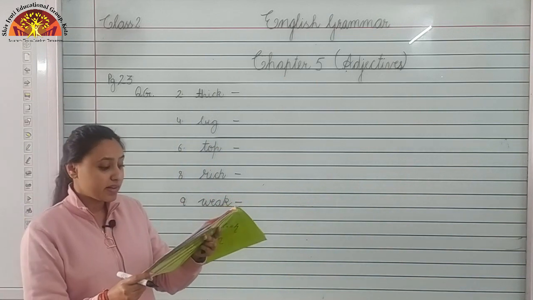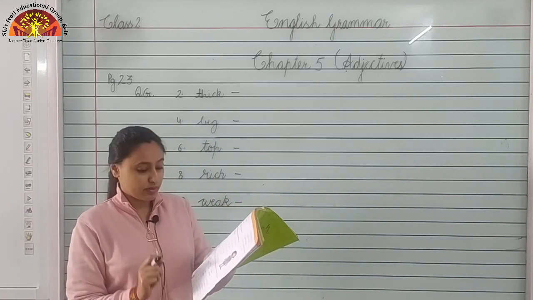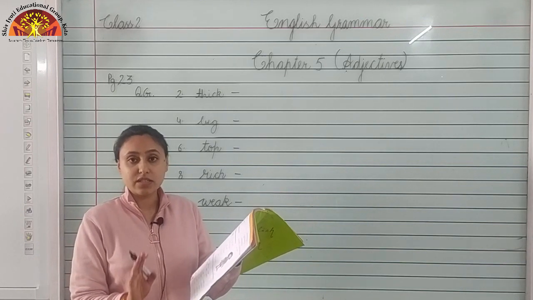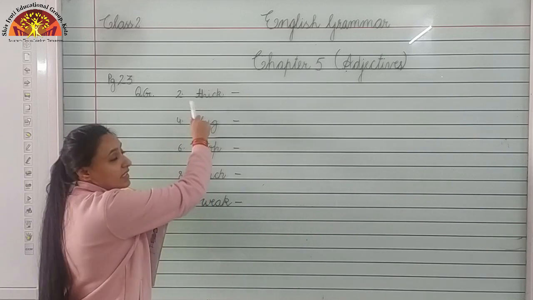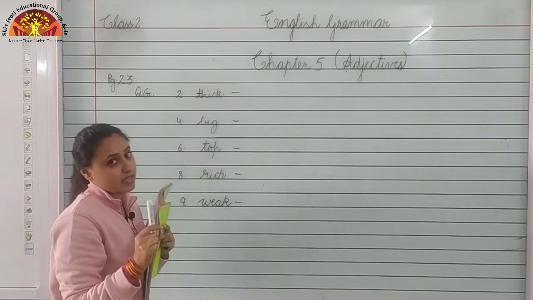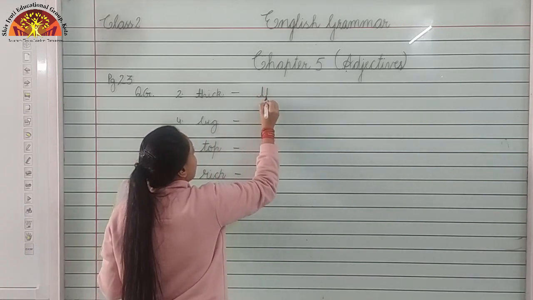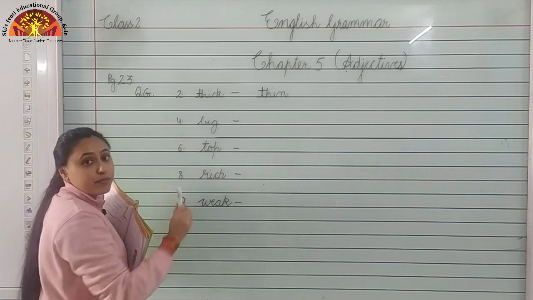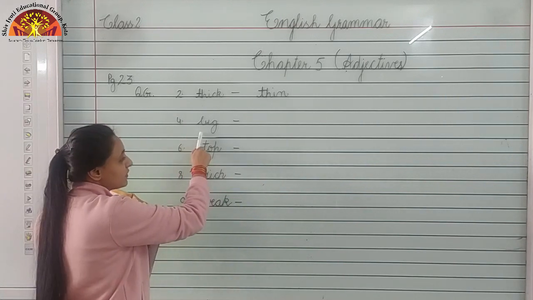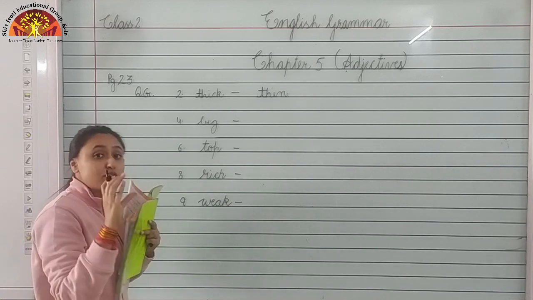Okay. Number 1 is fierce. Opposite of fierce is gentle. Okay, this one has been done for you. Now look at number 2. Word given to you is thick. Opposite of thick is thin. Okay, T-H-I-N, thin. Now look at number 4. Word given to you is B-I-G, big. Opposite of big is small.